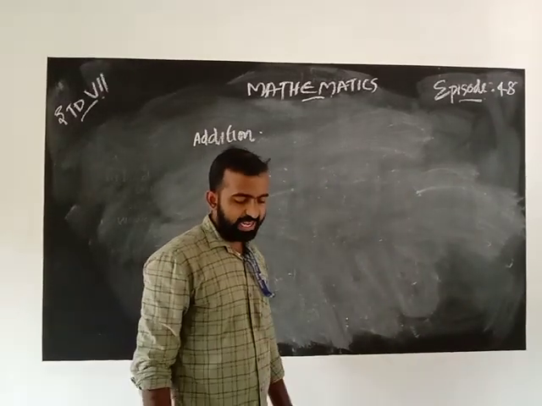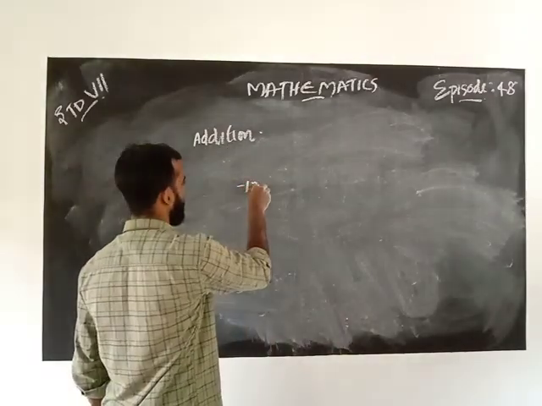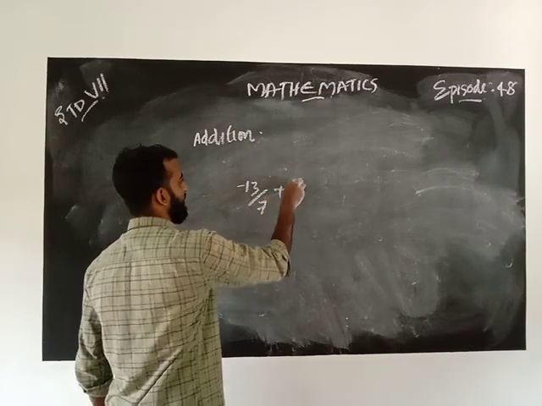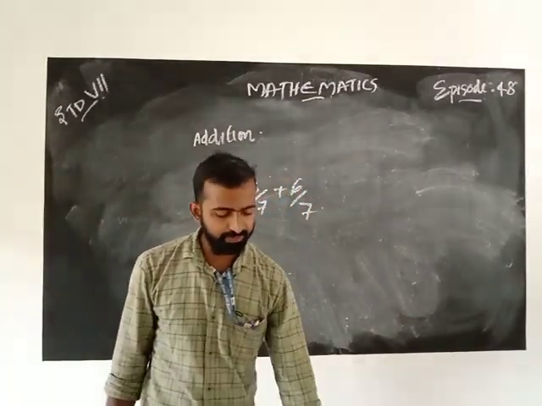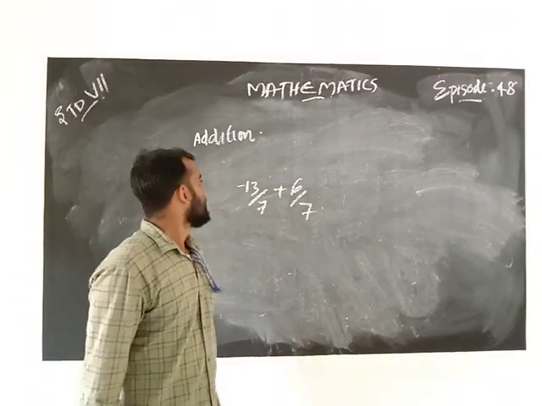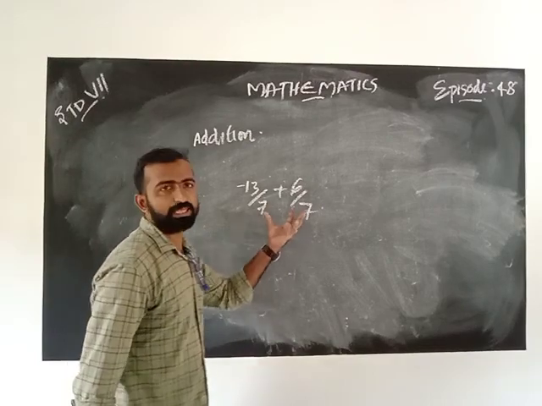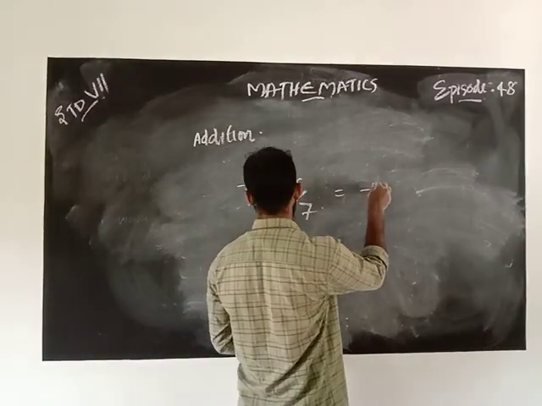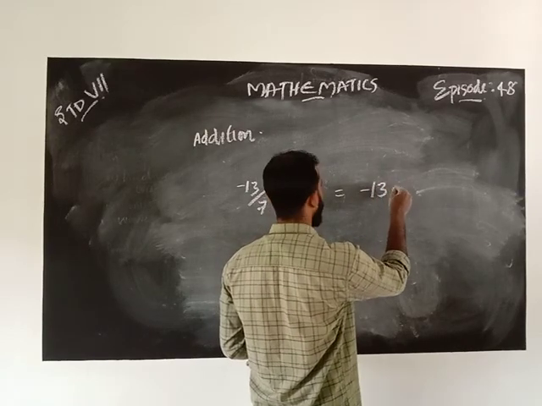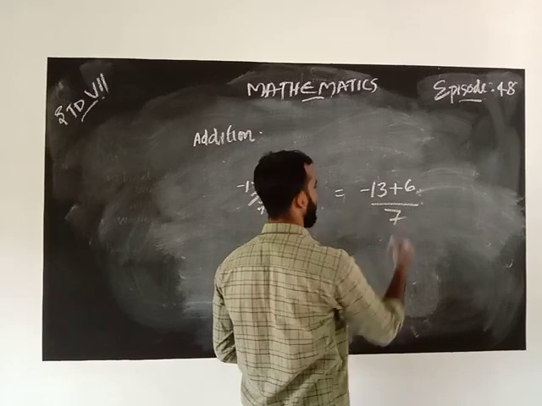The first one is negative 13 by 7 plus 6 by 7. We want to find negative 13 by 7 plus 6 by 7. When we see these two rational numbers, the denominators are the same, so we can write it as negative 13 plus 6 divided by 7.